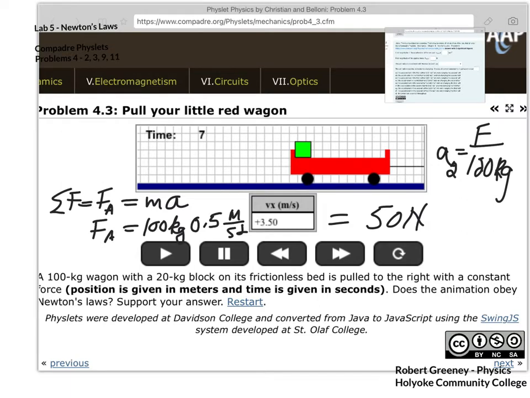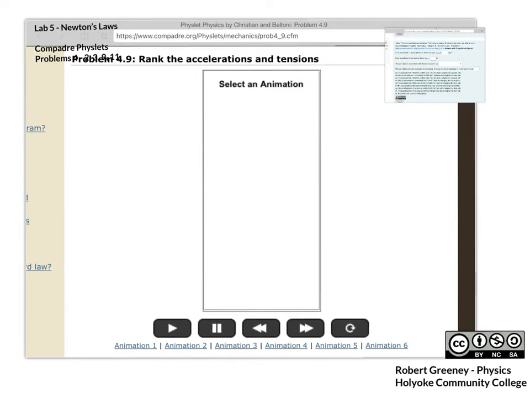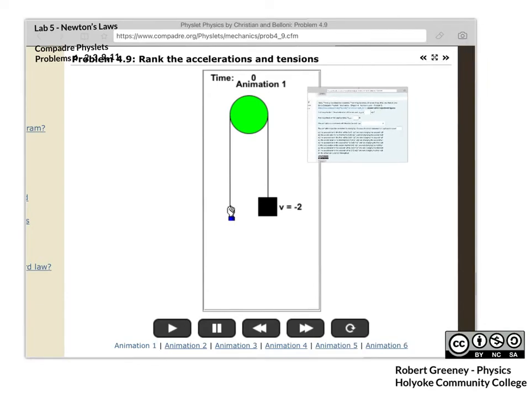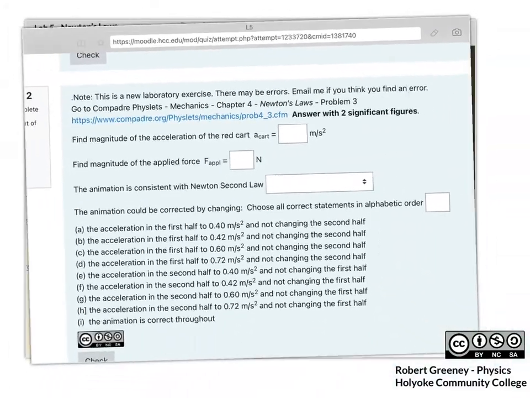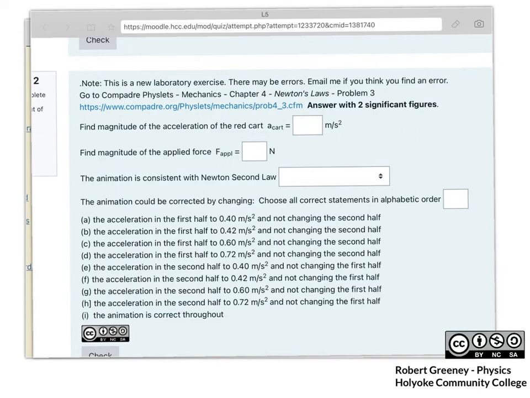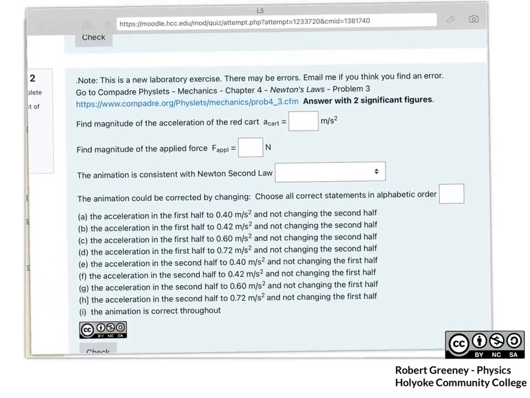Okay, ready for the third problem. So here's problem 4.9. There are 6 animations. You might run them. They all start like that, I think. So take a look at those 6 animations, and then look at the questions that you have to answer.